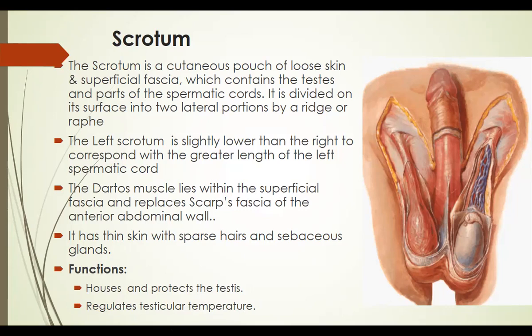As you know, the testis needs a temperature lower than the body temperature. If it is within the body, then the testis cannot produce sperm. So it needs a 4 to 5 degree lower temperature. For that reason, the scrotum hangs outside the body so that it can lower the temperature of the testis. That's why the regulation of the testicular temperature, which is done by the scrotum, is very important.